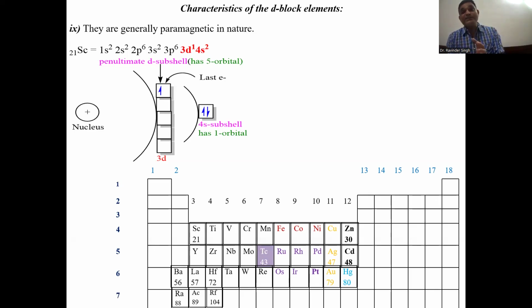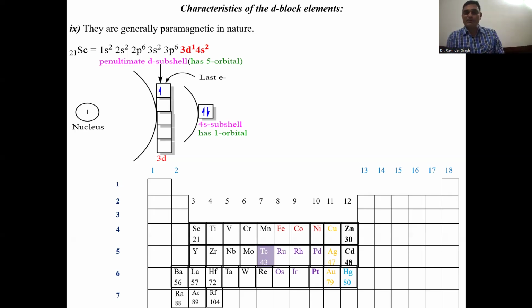But if the examiner asks about the +3 oxidation state, what will you say? After losing the two 4s electrons and one 3d electron, there is no unpaired electron available in the 3d subshell. So it is diamagnetic in nature, not paramagnetic. So before giving a response to any question during your examination, write down the electronic configuration of the element about which the examiner is asking its magnetic nature, whether paramagnetic or diamagnetic.